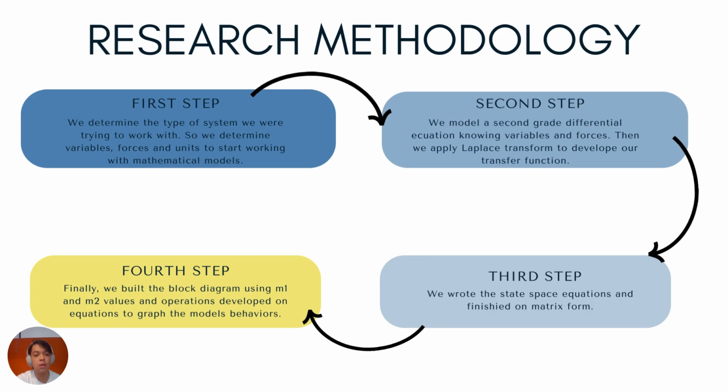For the first step, we determine the type of system we were trying to work with. So we determine variables, force, units, or laws like Hooke's law or Newton's law. So we start working with the mathematical model. For the second step, we model a second-order differential equation knowing variables and forces. Then we apply the Laplace transform to develop our transfer function. Then we wrote the state space equations in matrix form.